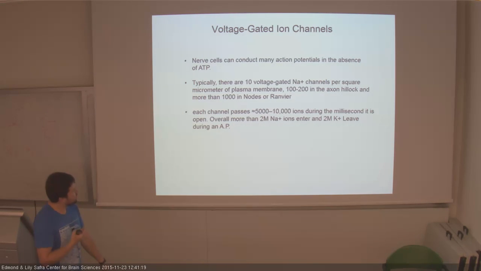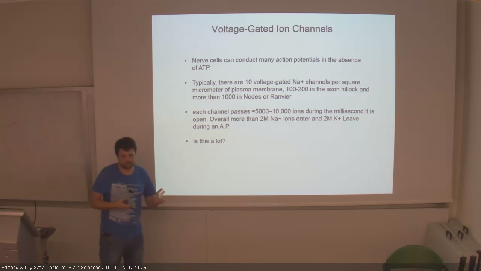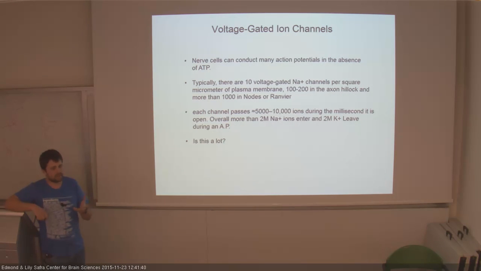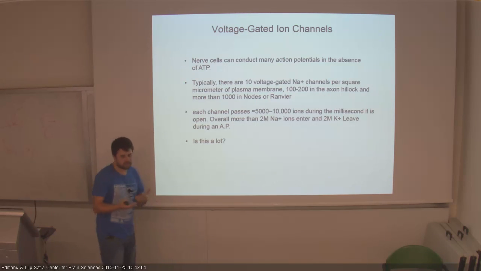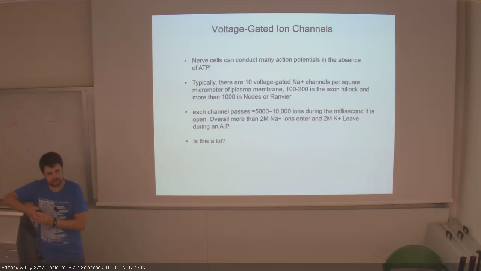And overall, about 2 million sodium and 2 million potassium ions enter and leave the cell during an action potential. So the question is, is this a lot? Is 2 million molecules entering a cell in each action potential a lot? Does it affect the concentration gradient? Does it alter the concentration of the ion? Because in a second, you can have hundreds of action potentials, and 2 million ions entering the cell each time. So could this alter the balance between the concentration gradients?